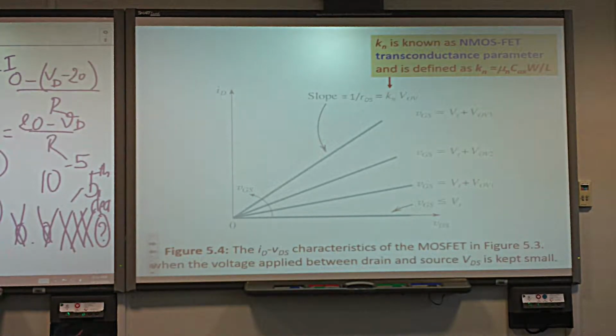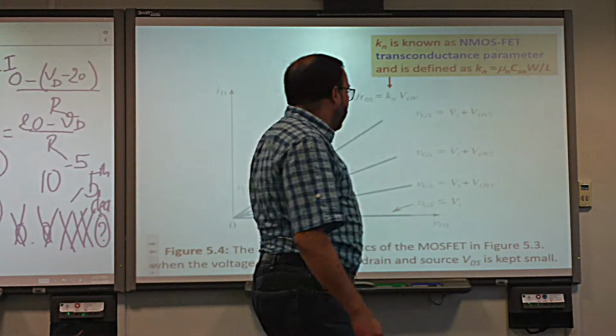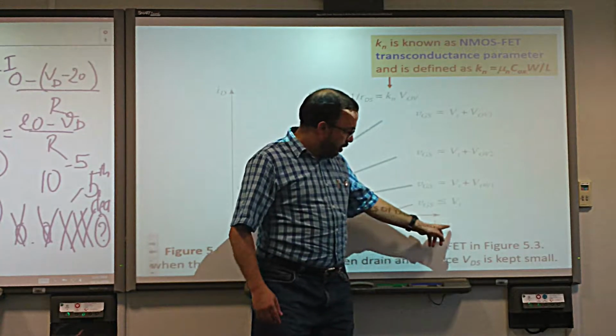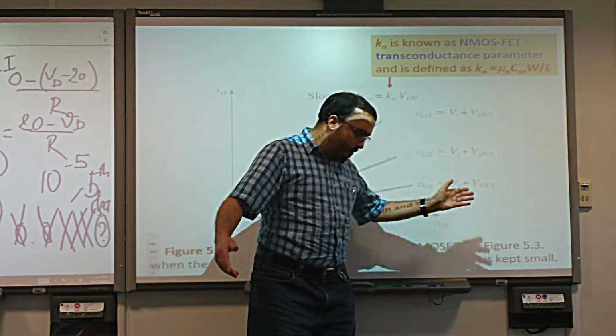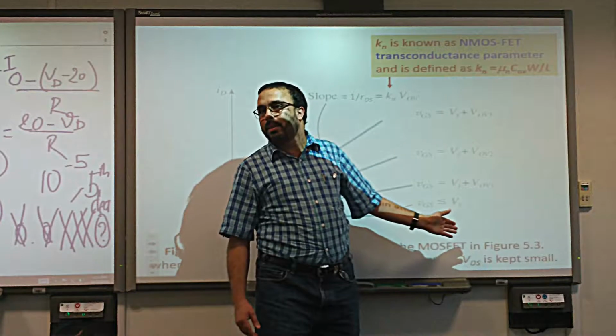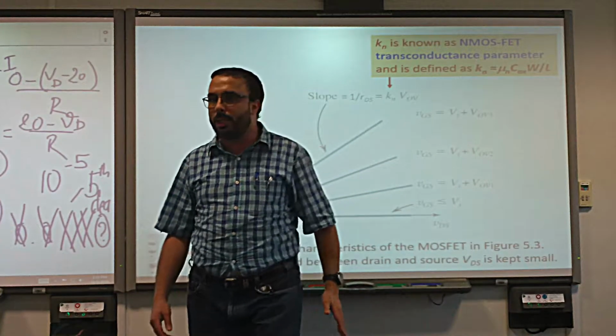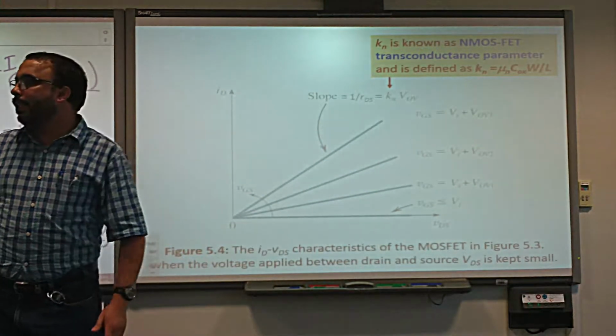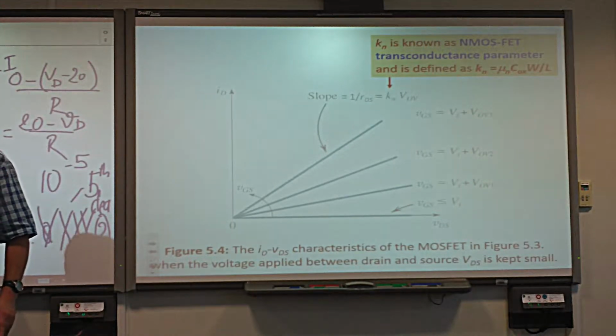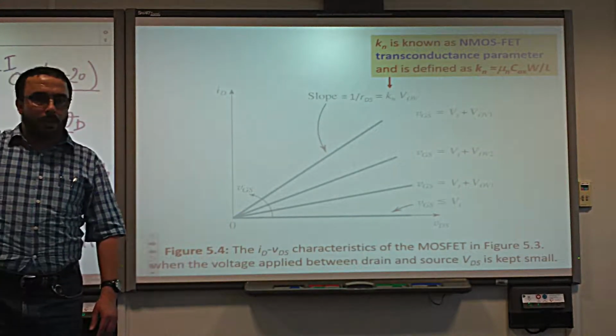It's not the transfer. ID versus VDS is not the transfer. It's the ID, VDS characteristic. It's basically the IV characteristic. The IV characteristic of the diode is what? ID, the diode current, is equal to IS e to the V over VT.